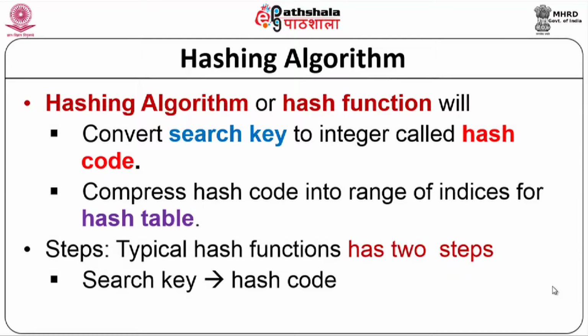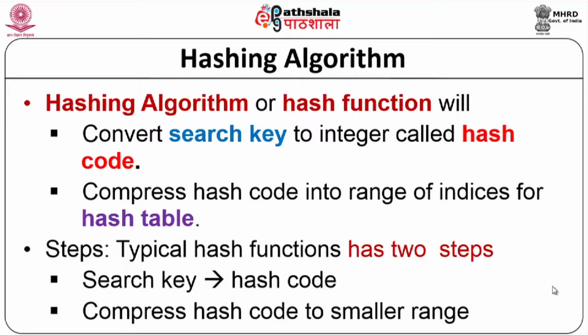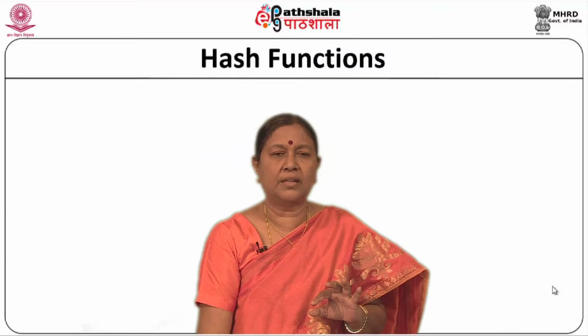One is the search key to the hash code, and the second is the hash code, compressing it to a smaller range so that it fits into the table. So, these are the two steps we are going to do in the hashing algorithm. Now, let us look at the hash functions.